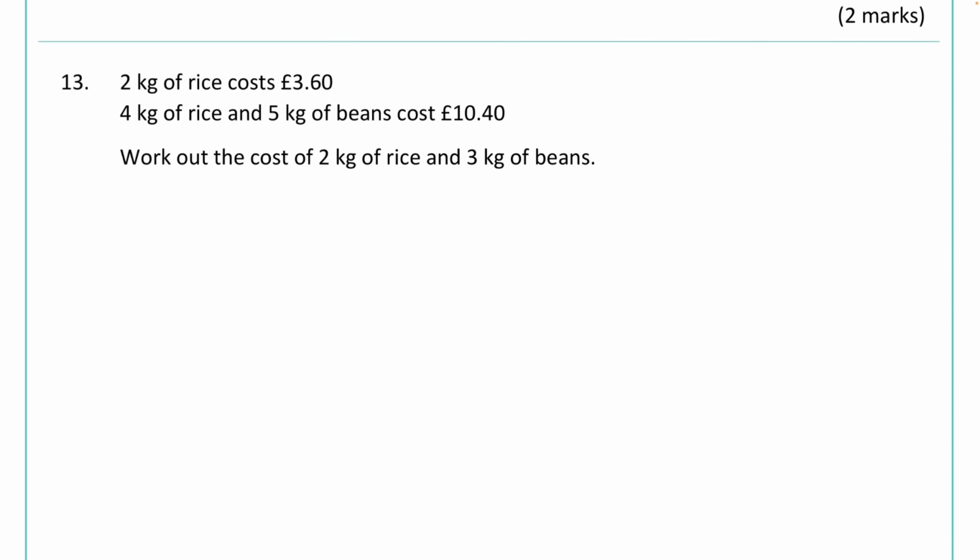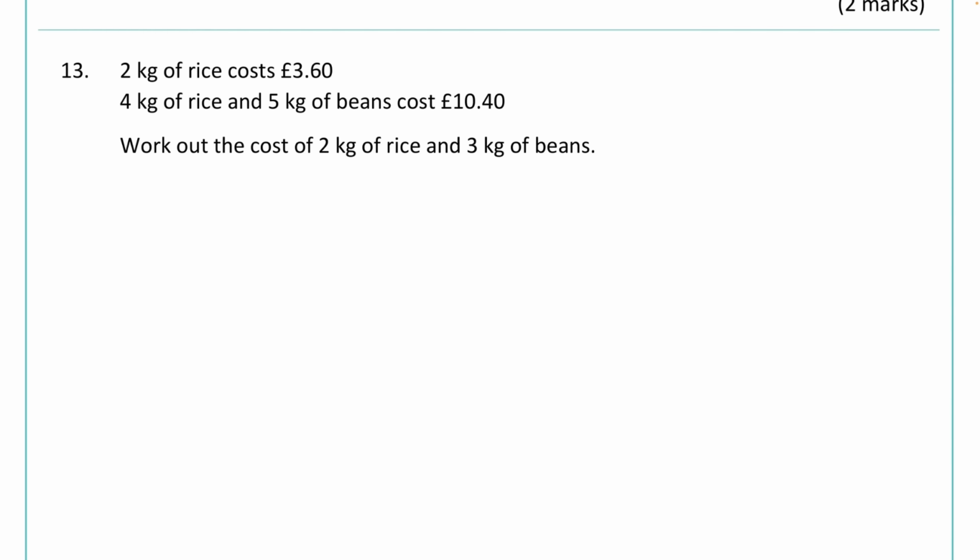Now for our next question, we have some direct proportion. It says 2 kilograms of rice costs £3.60. 4 kilograms of rice and 5 kilograms of beans cost £10.40. Work out the cost of 2 kilograms of rice and 3 kilograms of beans. Now this statement here, the 2 kilograms of rice, only has the one unknown cost in there. It's just the rice. And we can work that out because it's just the 2.